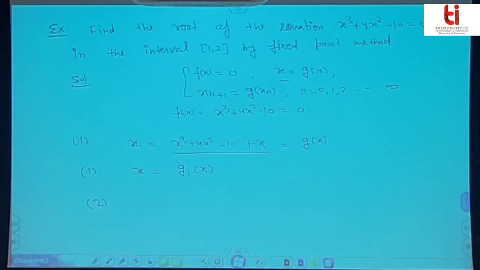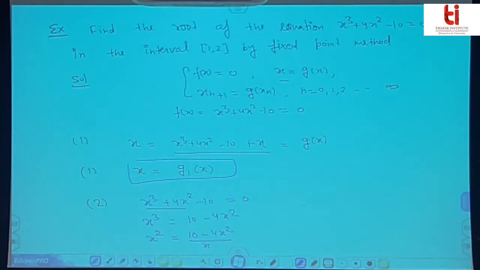Okay, another procedure is what we can do. Now there is another way to compute the value of g(x). x cube plus 4x square minus 10 equal to 0. Now expressed in terms of g(x), x equal to g(x). So what we can do, we can take x cube here, 10 minus 4x square, and then x square equal to, divide by x. There's some specific g I am taking, otherwise you can find out according to yourself.